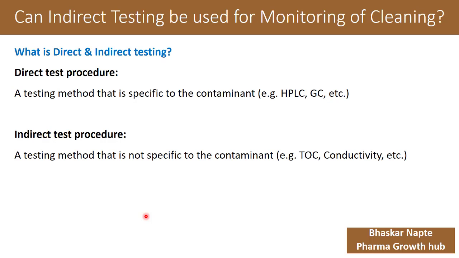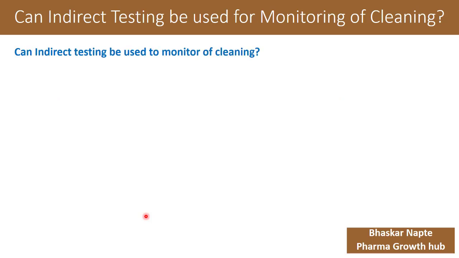And once you understand that, now let us move on to our question of whether an indirect test procedure can be used to monitor the cleaning. So once you complete the cleaning, your intention is to verify the content of contaminant present on the surface. And the contaminant can be your previous product, the contaminant can be the degradants of your previous product, or the contaminant could be the cleaning agents that are used to clean the surface. And you are now going to monitor those contaminants on the surfaces.